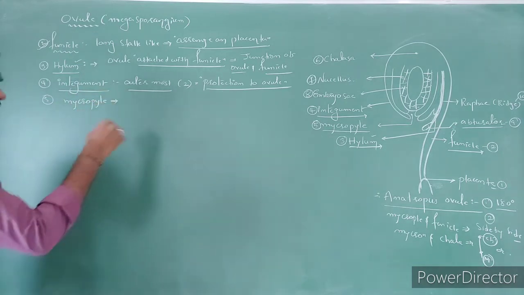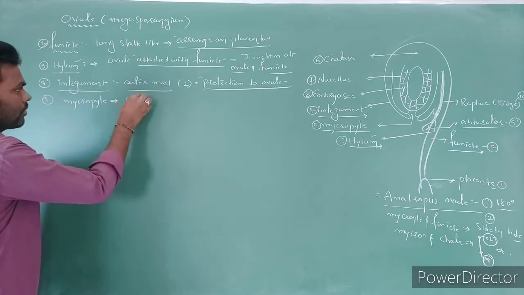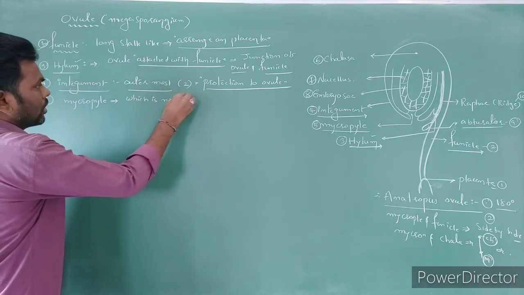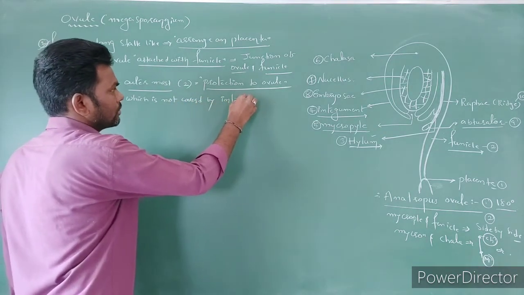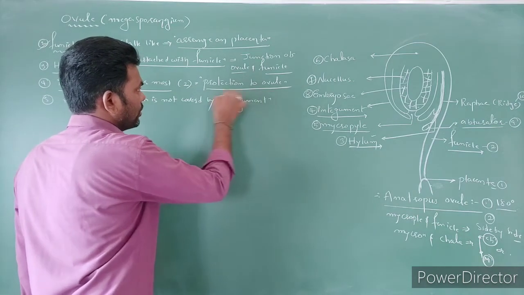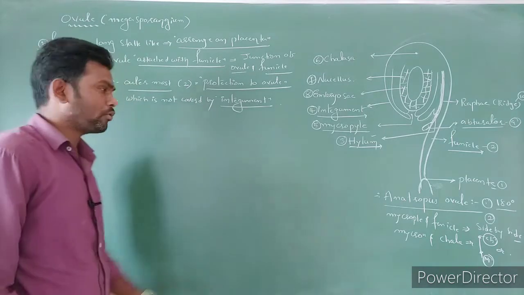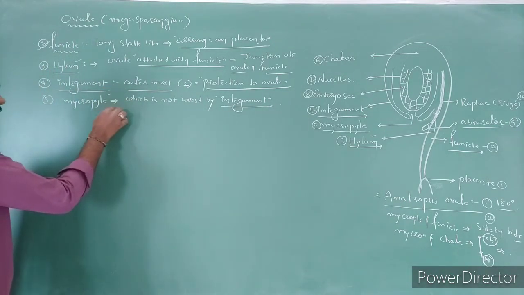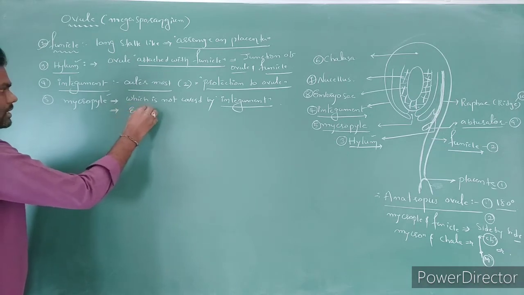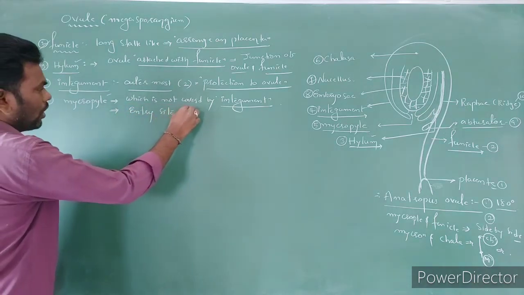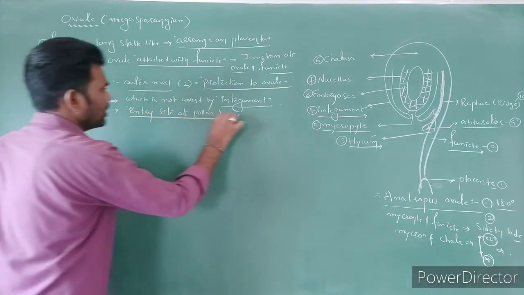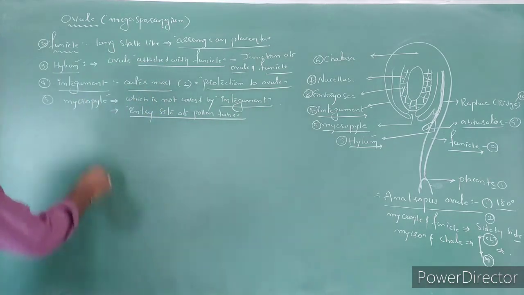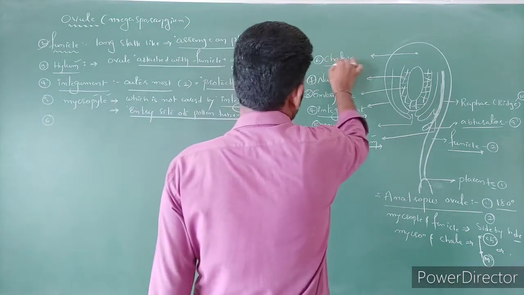The micropyle region is not covered by the integuments. Due to that, one small space forms. That small pore we can call what? Micropyle. The micropyle provides the entry site, the entry site of the pollen tube, right? So this is regarding the micropyle.